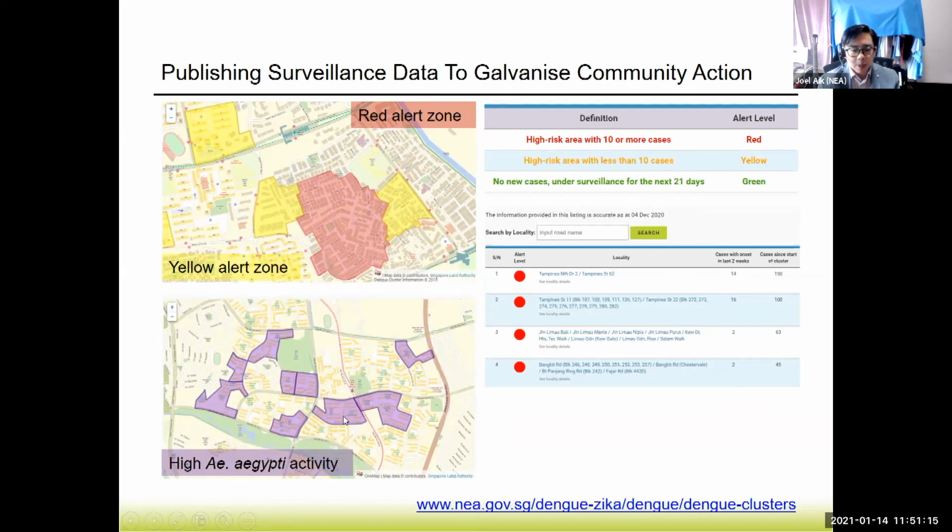So depicted by the purple areas, these are areas with high Aedes aegypti activity. And we believe that by making this surveillance data available to members of the public, it informs their action to remove stagnant water that can breed mosquitoes, and also to take self-protection measures, for example, applying insect repellent.